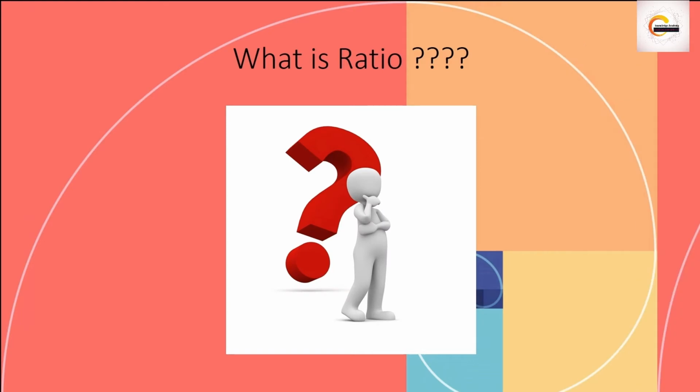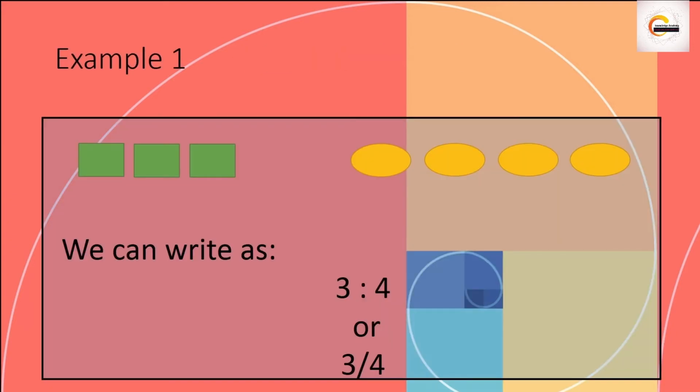What is ratio? I think the best way to explain this question is through an example. So let's jump to the examples. I have 3 squares and 4 ovals. Please note these shapes are in 2 different quantities. So we can write these quantities as 3:4 or 3 upon 4.